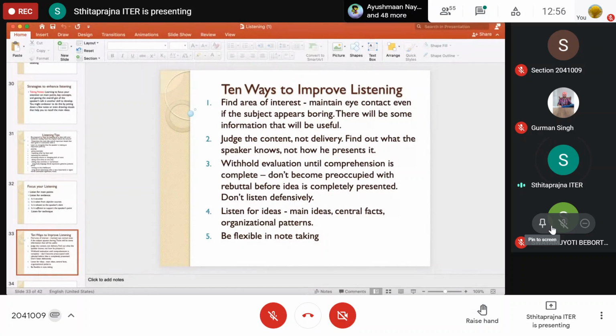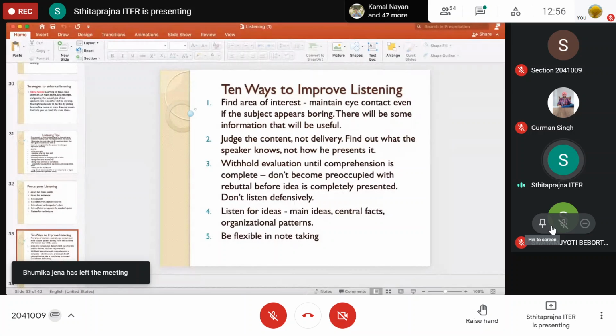Most importantly, don't listen defensively. Don't get preoccupied with rebuttal. How am I going to rebut the speaker without listening? Listen first. Then, if you have some genuine queries, ask that. But don't listen defensively. Don't get ready with your rebuttals before listening. And listen for ideas. Be flexible in noting.